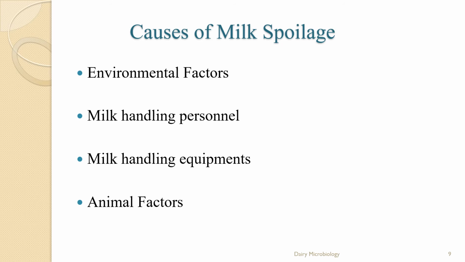Milk handling equipment. Poorly cleaned and sanitized milking utensils may act as a source of different contaminating microorganisms, which can transform high quality milk to an unacceptable product. Animal factors. The cow is a cause of milk contamination, which leads to the spoilage of milk.